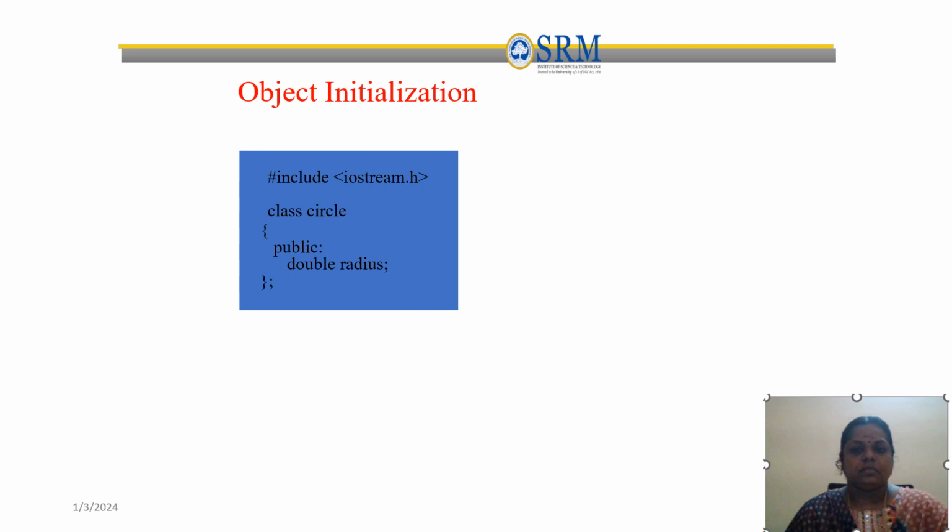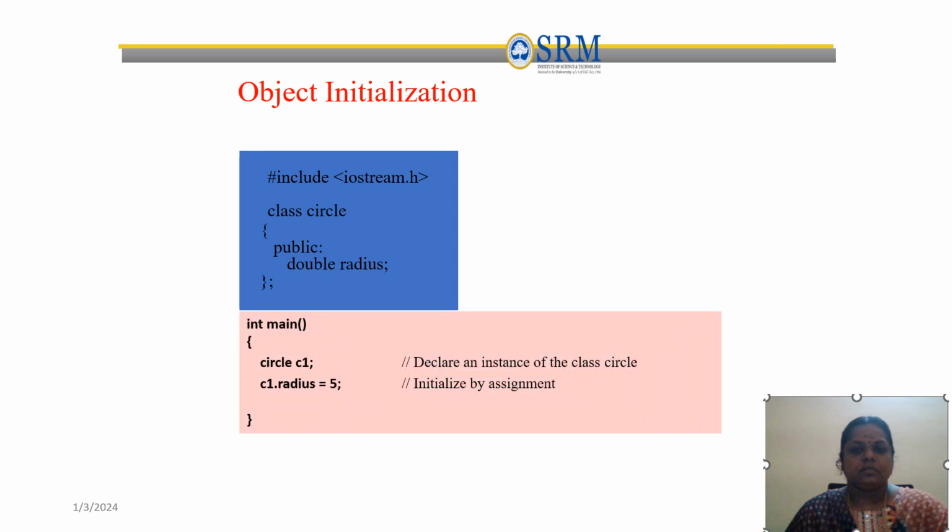Okay, next, object initialization. For example, in this example, we say a class as a circle, public, and then we are defining a radius. So here we declare an instance of the class circle as C1. So C1.radius is equal to 5. I'm assigning the value as C1.radius equal to 5. C1 is our object here. So by assignment, we say this is one type of object initialization. The next type we will see in the next slide.